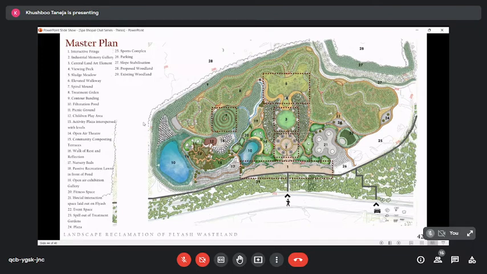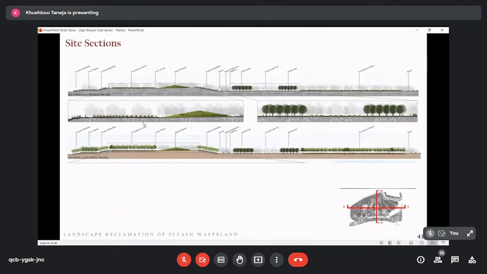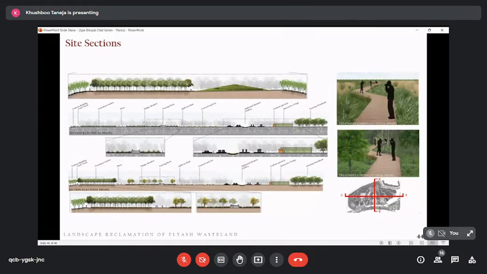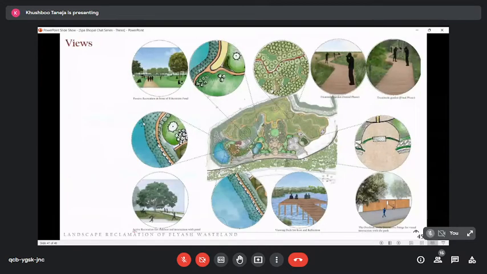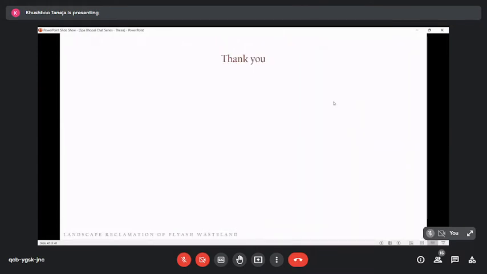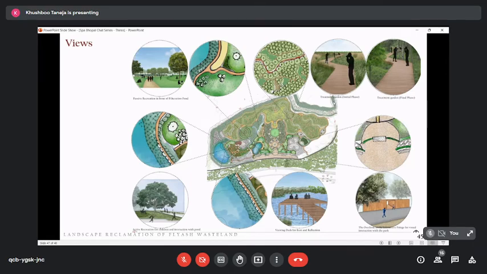These were some of the sections and views. These are the snippets of how we are imagining some parts of the site. Treatment garden and how the initial phase will look and how the final phase is supposed to look. Growth of plants and everything, trees. Yeah, that's all from my side.